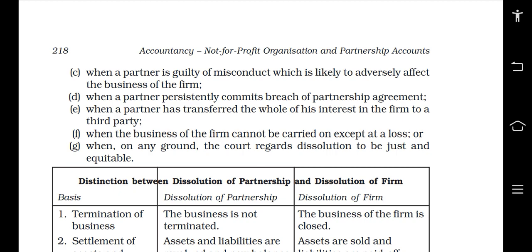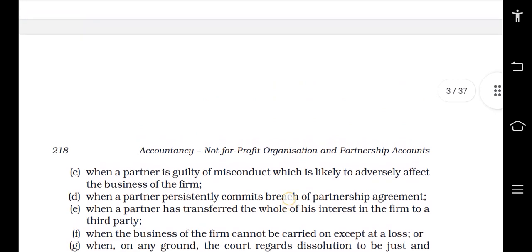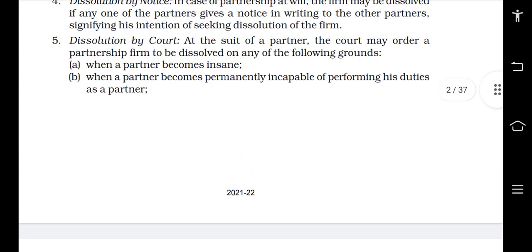Otherwise, when a partner has transferred all the secrets of the firm to a third party, when the business of the firm cannot be carried on except at a loss, or when on any ground the court regards the dissolution to be just and equitable. So these are some other situations in which the firm is going to be dissolved by the court.